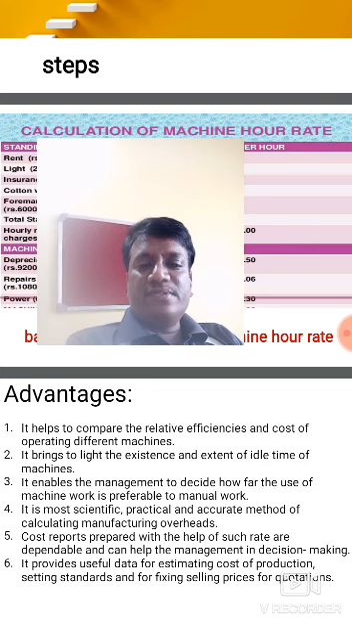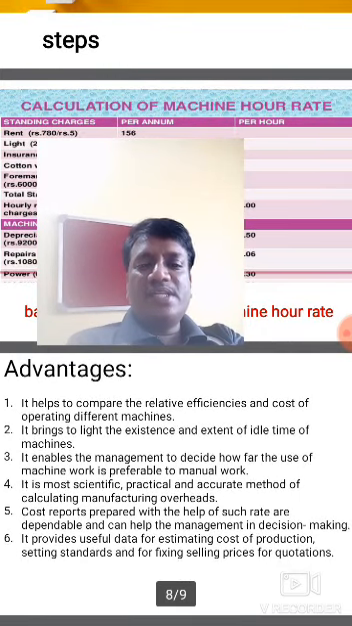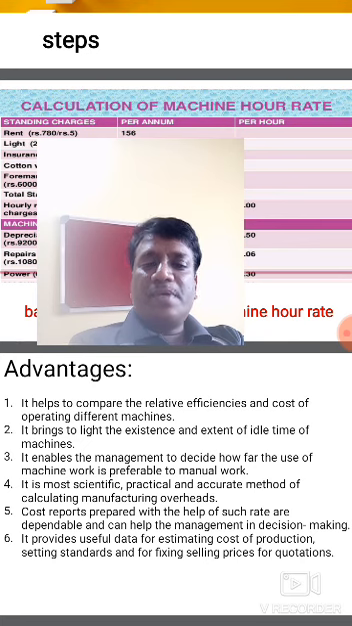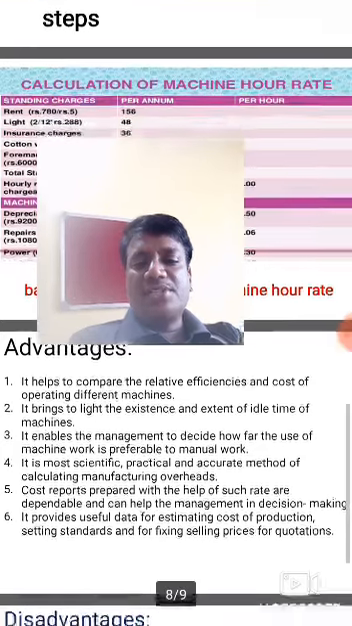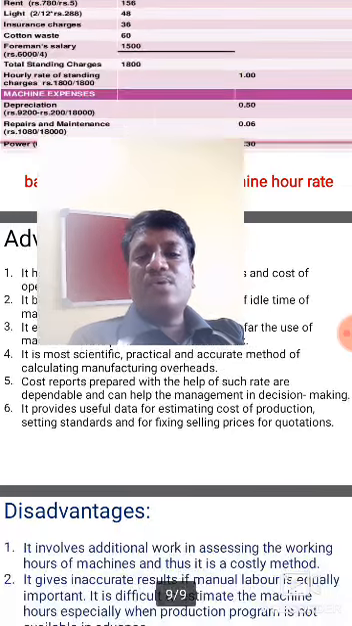It brings to light the existence and the extent of the idle time of the machine. It enables the management to decide how far the use of machine work is preferable to manual work. It is the most scientific, practical and accurate method of calculating the manufacturing overhead. The cost reports prepared with the help of such rates are dependable and can help the management in taking quality decisions. It also provides useful data for estimating the cost of production, setting up of the standards and fixing the selling prices for quotations.